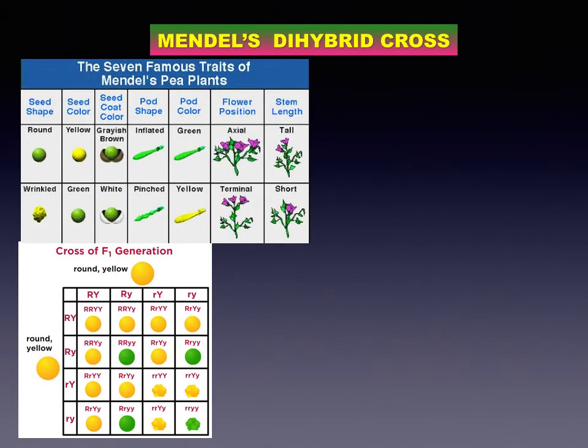By monohybrid cross, Mendel could find the inheritance of only one gene in the plant. So Mendel studied the following 7 characters: stem height, tall or dwarf; seed shape, round or wrinkled; seed color, yellow or green; pod color, green or yellow; pod shape, inflated or constricted; flower color, violet or white; flower position, axial or terminal.